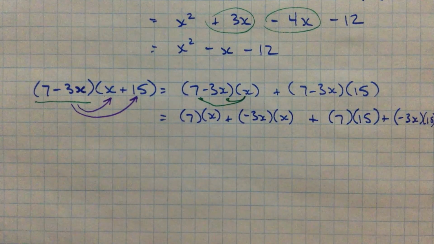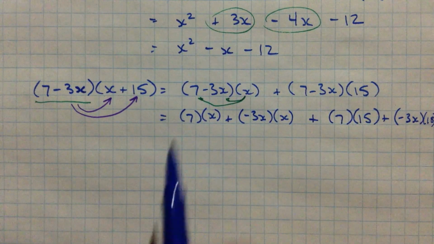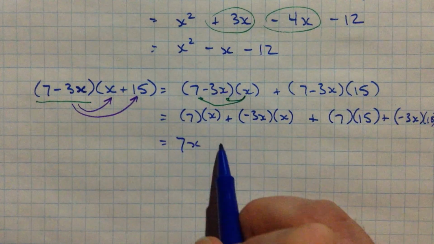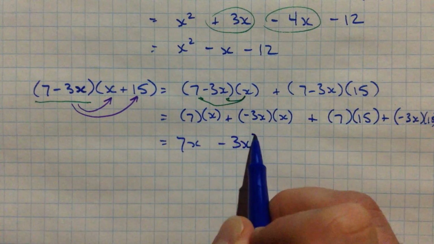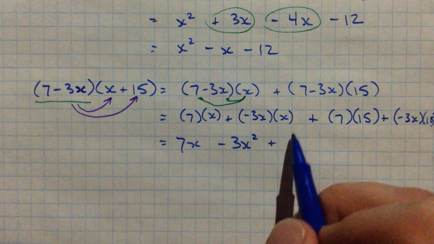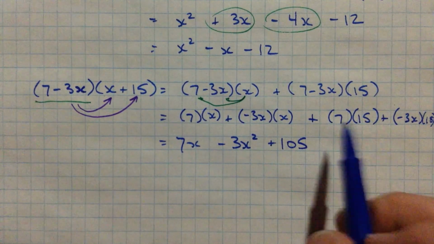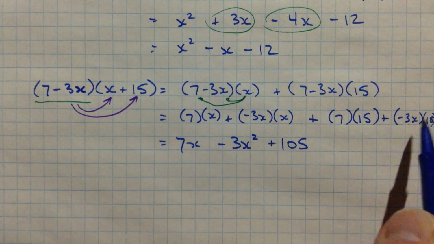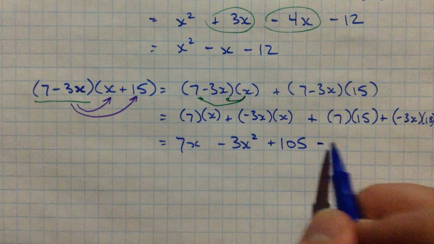Ooh, I'm right on the edge of the screen there. That's a 15. Okay, I'll try to write a little smaller. 7x, negative 3x squared, that's x times x is x squared, plus 7 times 15 is 105. And then this is going to be, I've got plus and minus, so that's negative. 3 times 15 is 45x.